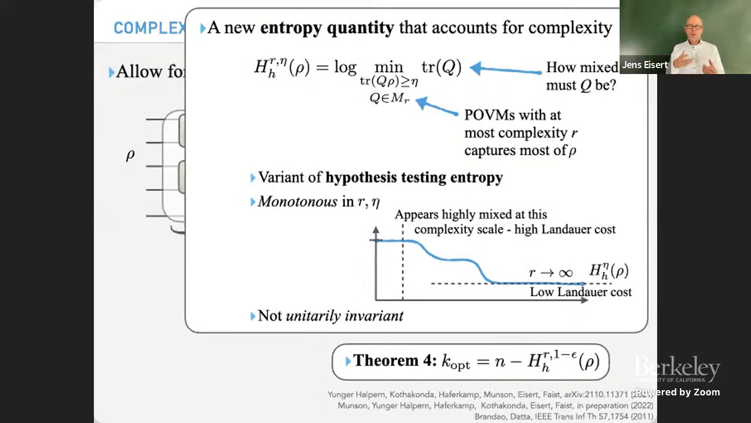There are also a couple of other properties we can prove. There are other things that we don't have, but by definition, that's a feature, not a bug. For example, it's not unitarily invariant, but that's a good thing because it's a complexity-constrained quantity. So clearly it can't be unitarily invariant because the unitary could be very complex. That would be kind of cheating, to allow for arbitrary unitary deformations. There's also a paper coming at some point that goes through all these properties of this quantity.